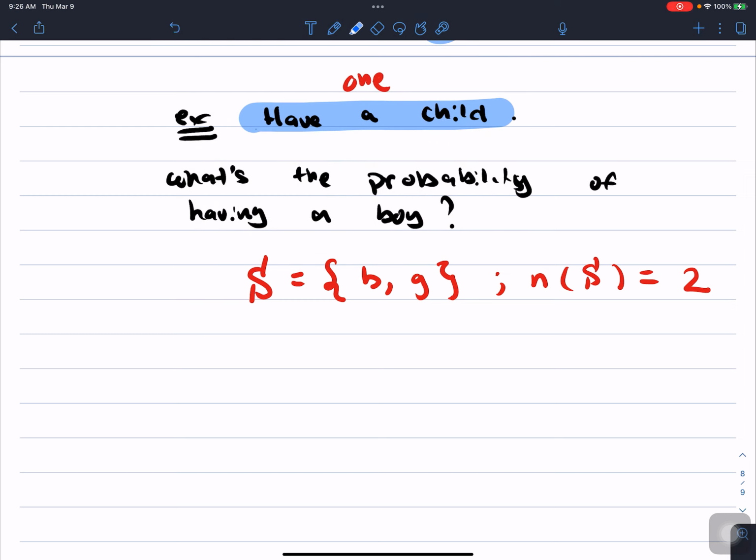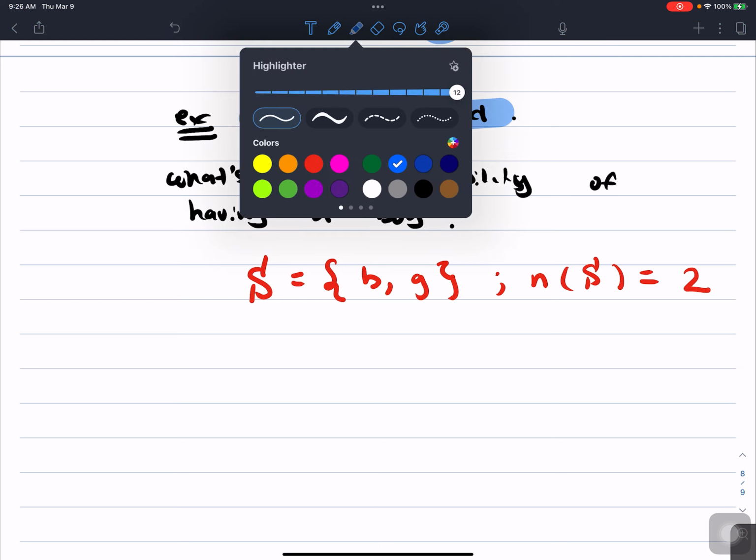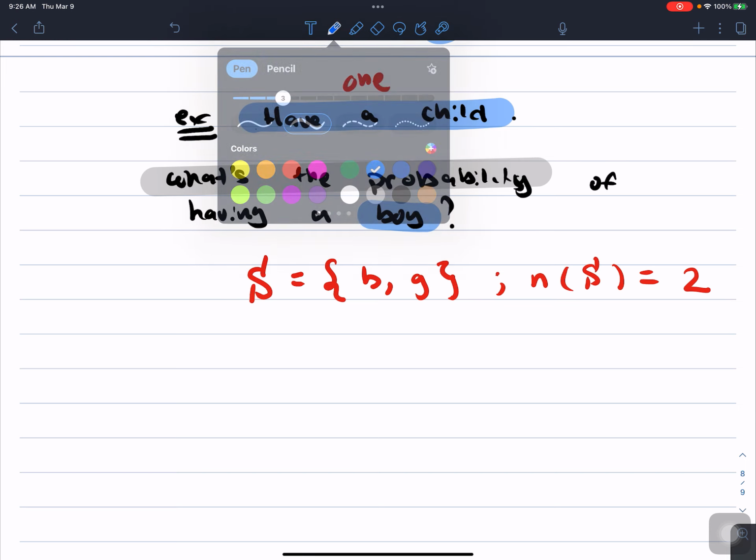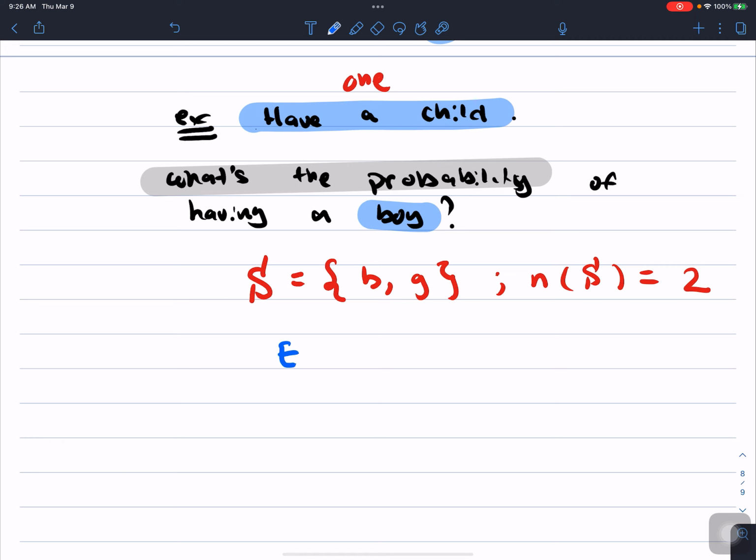How do I know? Because what does it say? What's the probability? So what's the probability of having a what? Boy. What is this statement? This is my event, ladies and gentlemen. The event is having a what? Boy. How do I know? Because they wrote it down and they asked me. So go to the sample space and tell me which outcome consists of having a boy.